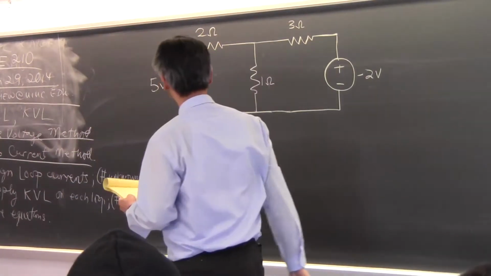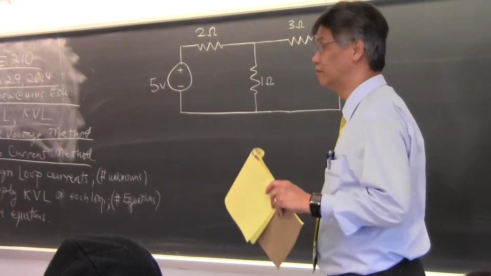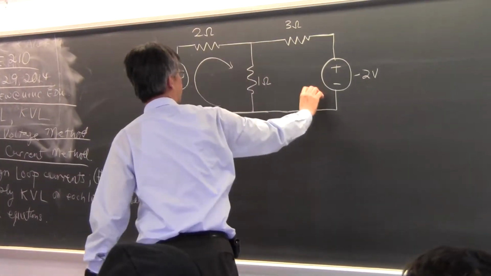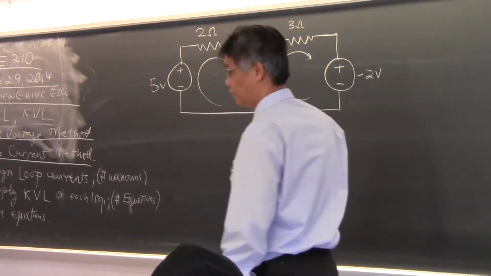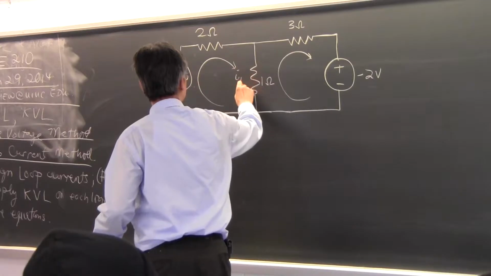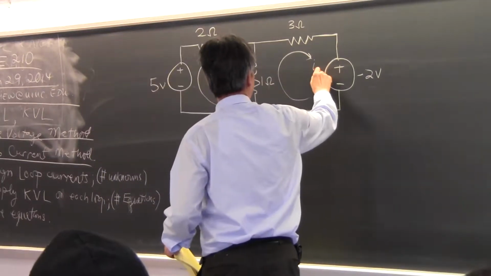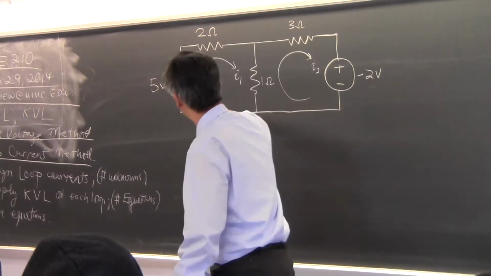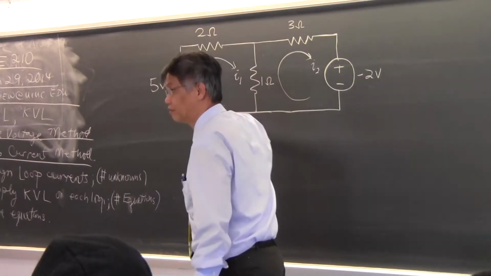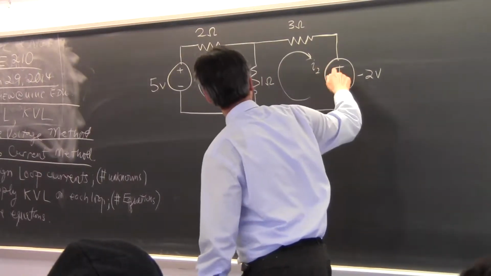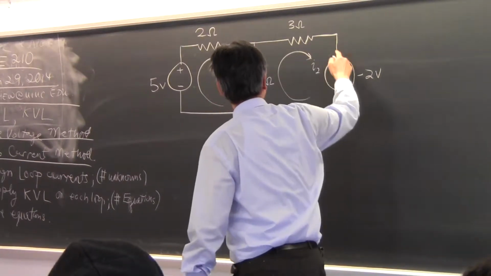And so the first thing to do is to assign loop currents. So we see 2 loops in this thing. We see 1 loop, and then we see another loop over here. And we call the current in loop 1 I1, and then the current in loop 2 I2. Okay? We imagine the current to be flowing in this loop in this manner. This is what the loop current means. And then we imagine the current I2 to be flowing in this loop in this manner.